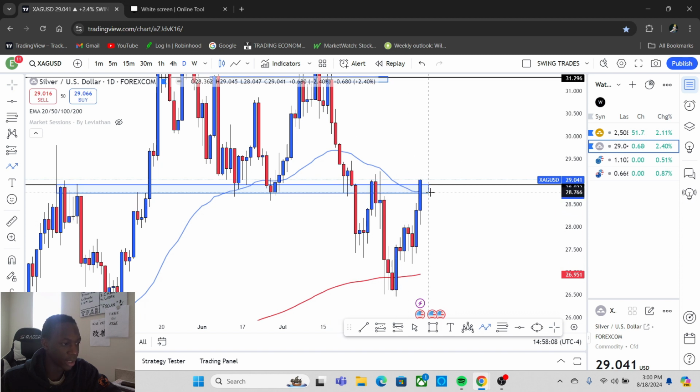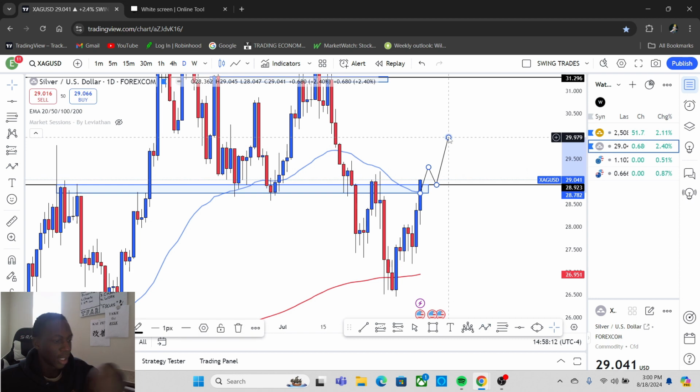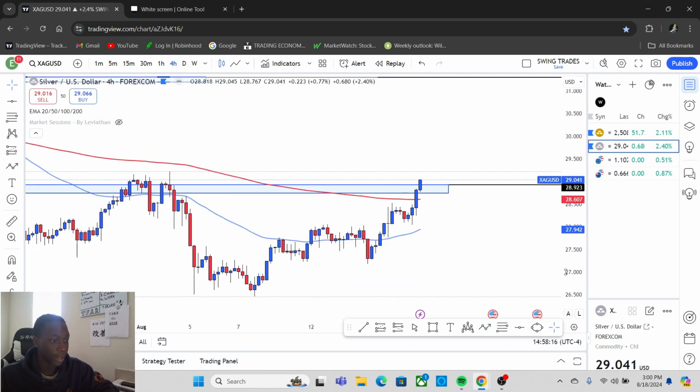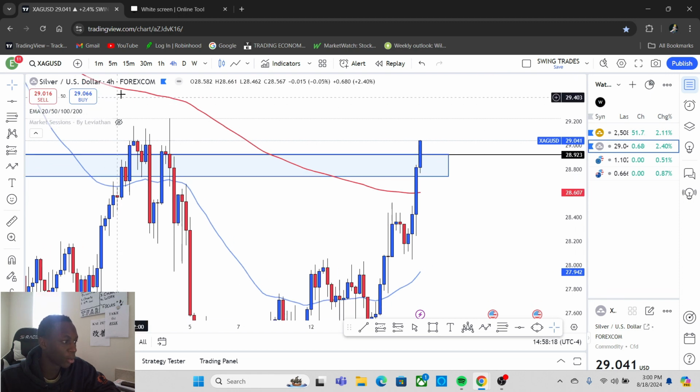This area of resistance is now gonna turn into support. It's gonna come retest and then continue to the upside. As well as that, the EMAs are below it. So literally this market is telling you, hey, I'm going to the upside. So what would I be looking for? I would be looking to buy.